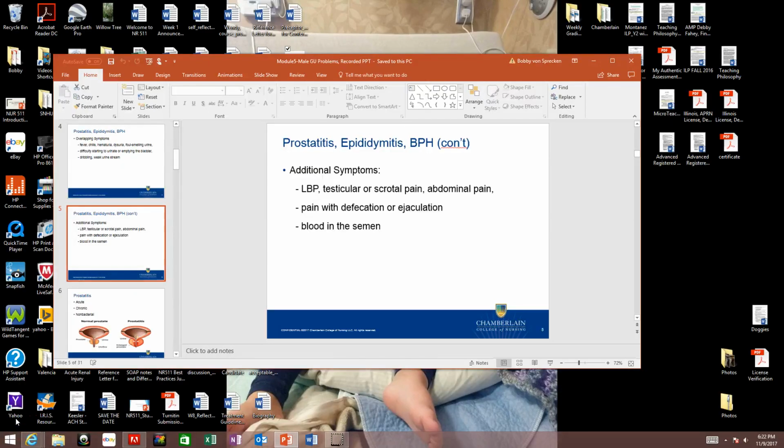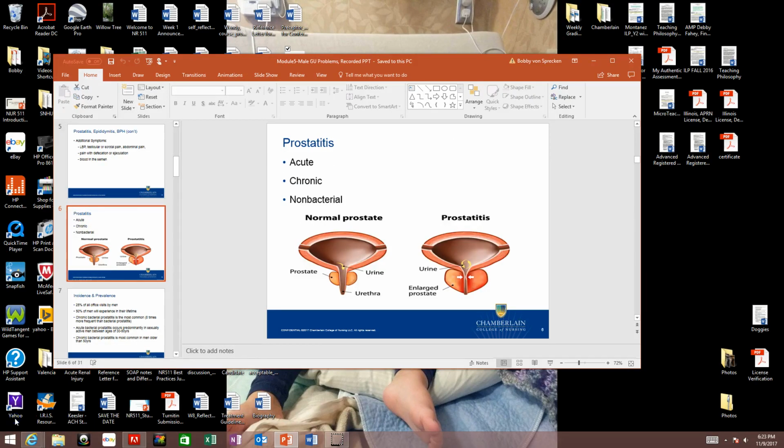Additional symptoms reported can include the following: low back pain, testicular or scrotal pain, abdominal pain above the pelvic bone, pain with bowel movements, pain with ejaculation, and blood in the semen. The classification of the type of prostatitis is important for both diagnostic and treatment purposes. Prostatitis can be either acute, chronic, or non-bacterial.